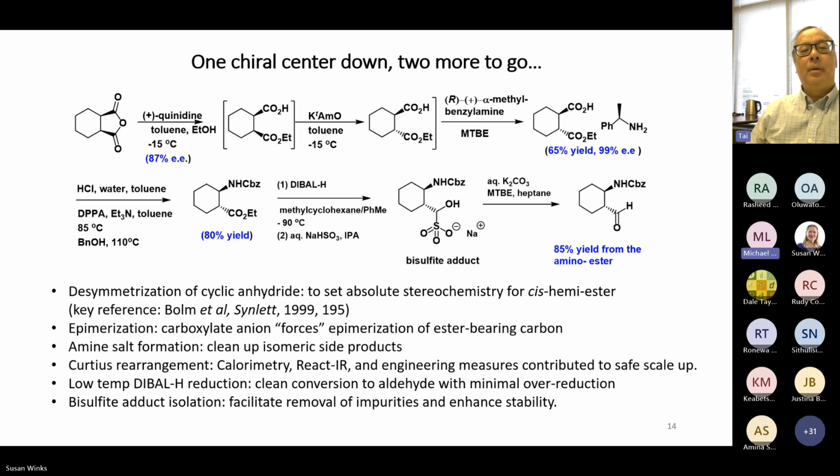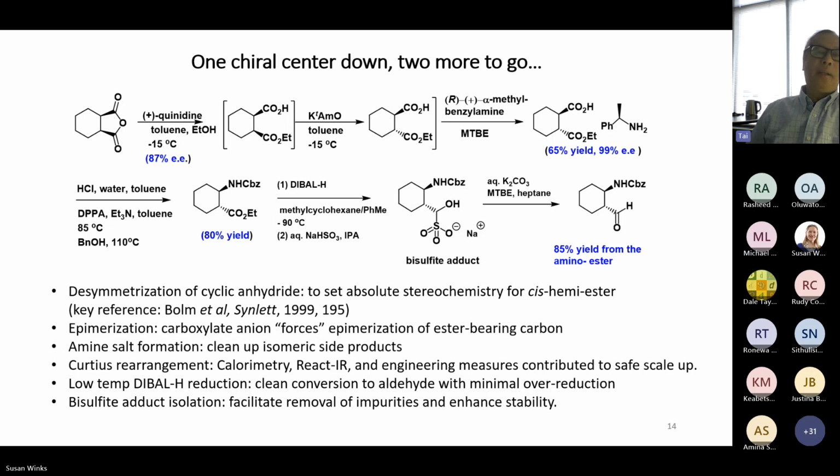So, he published a paper in '99 in SynLett using anhydride opening with alcohols mediated by natural alkaloid substances and achieved a desymmetrization of these cyclic anhydrides. So, we followed his inspiration, we did the chemistry, we got good EE on the ring opening, and then we forced the epimerization to go to the ester-bearing carbon, treated it with a chiral amine and got the salt out conveniently and upped the EE to 99%.